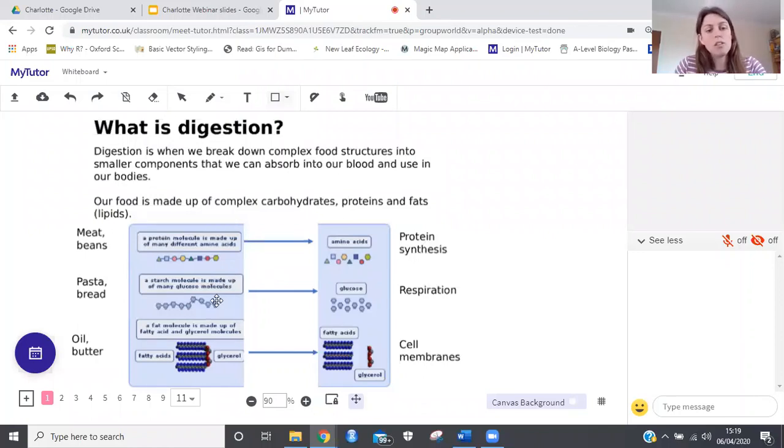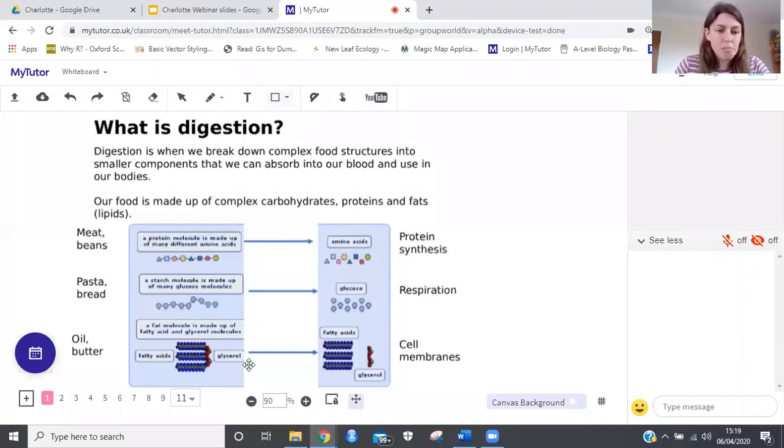Carbohydrates, such as starch, are made up of lots of glucose molecules. We find starch in pasta and bread. We can't use starch itself in our bodies, but when broken down, the glucose molecules can be used in respiration to provide us with energy.